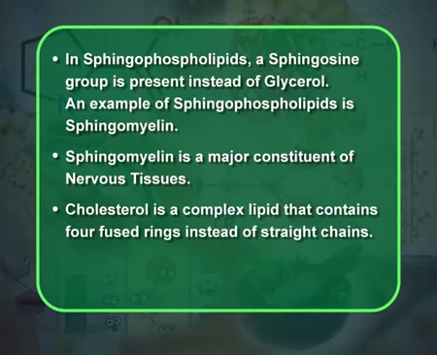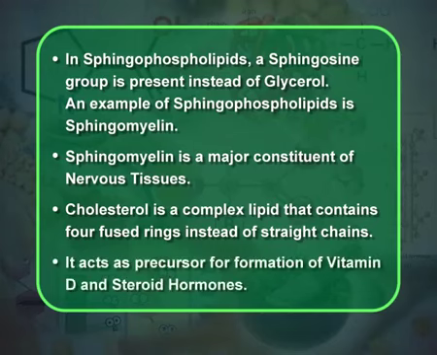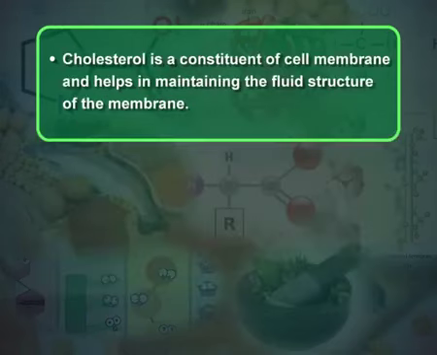Cholesterol is a complex lipid that contains 4 fused rings instead of straight chains. It acts as a precursor for formation of vitamin D and steroid hormones. Cholesterol is a constituent of cell membrane and helps in maintaining the fluid structure of the membrane. The fourth biomolecule that we are going to discuss is nucleic acids.